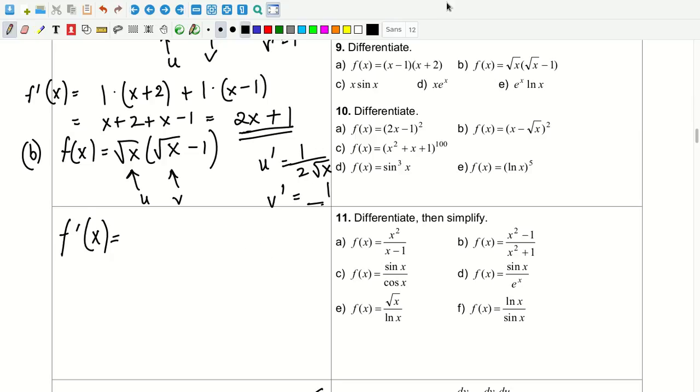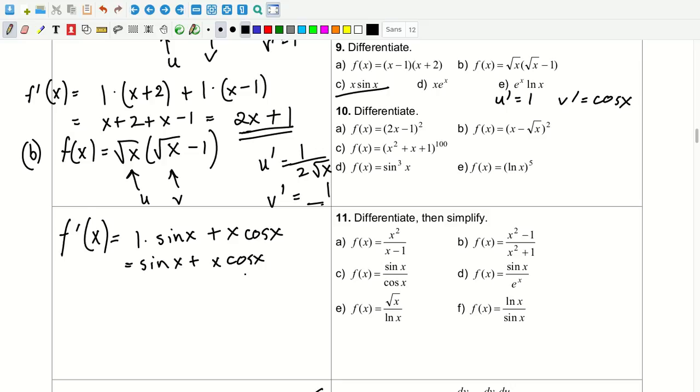Next, you've got the derivative of x sine x. Well, I'm going to call x u, so u prime would be 1, and v prime would be cos x. So it's just going to be 1 times sine x plus x times cos x. So it's just going to be sine x plus x cos x. Done.